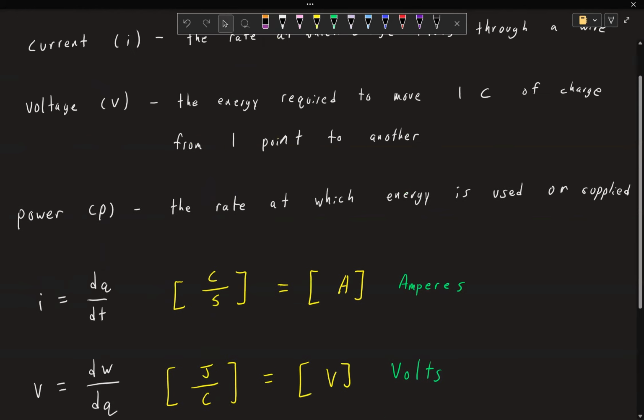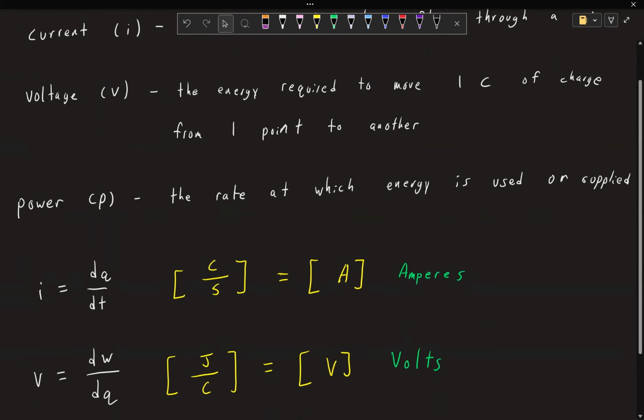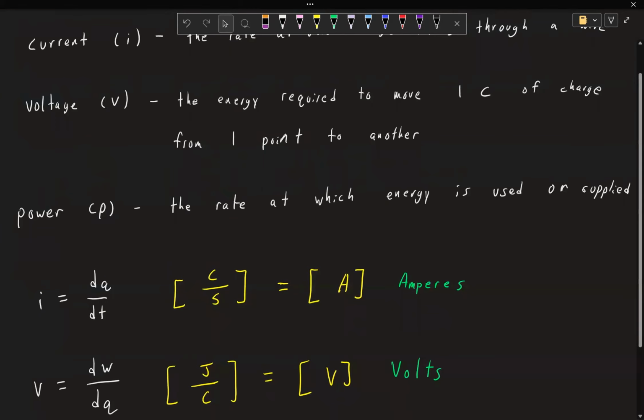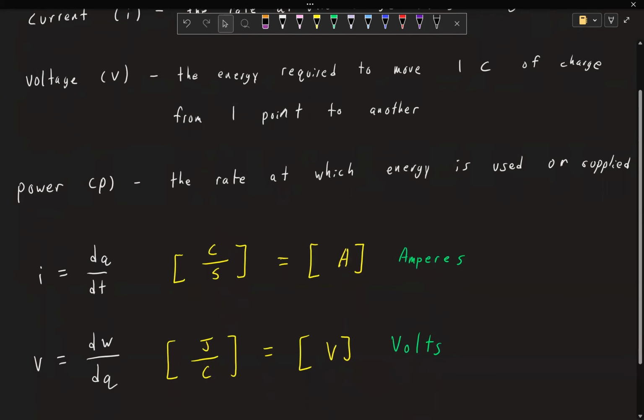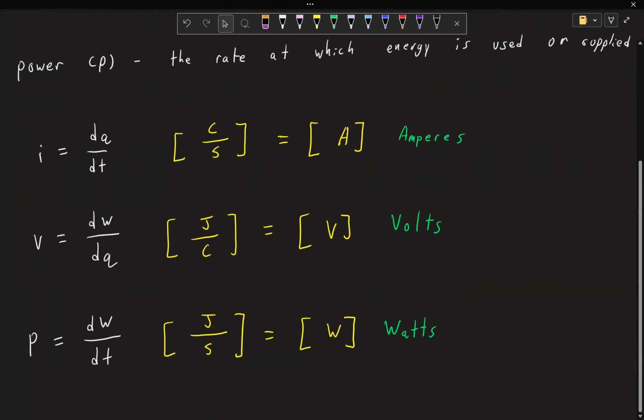And these make sense because if you look at our definition, the rate at which charge flows, okay, the rate at which it flows, the number of coulombs per second that flow through like a cross-sectional area, coulombs per second. Voltage is energy required to move 1 coulomb of charge. So the amount of energy per coulomb, the number of joules it takes per coulomb to move charge. And then power, the rate at which energy is used or supplied. Like if we're using a certain number of joules every second, or it requires a number of joules per second, that's energy per time.